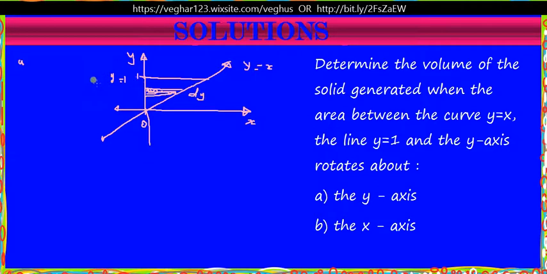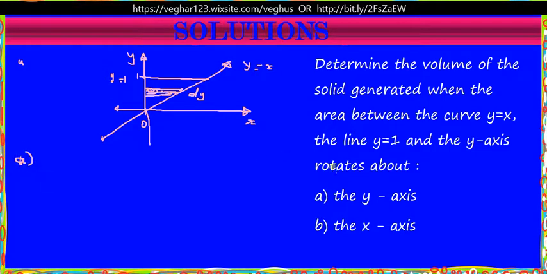So your limit is in dy because we have a dy strip. Your limit depends on your strip, and your strip depends on your limit. So if it's the y-axis, that means your strip will be dx.